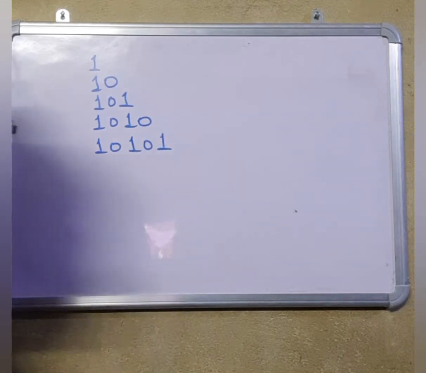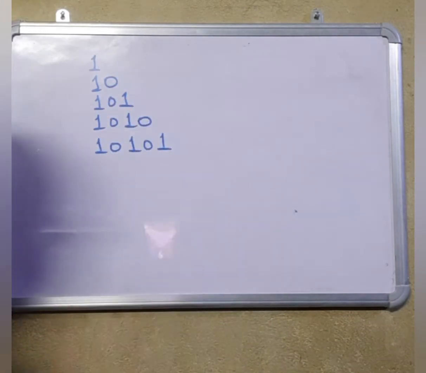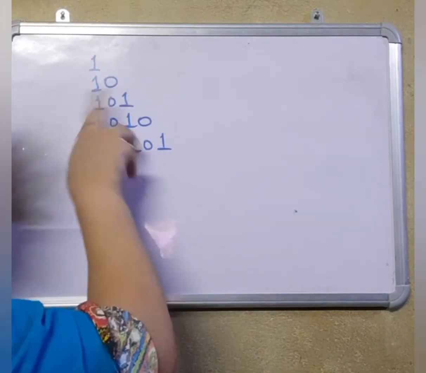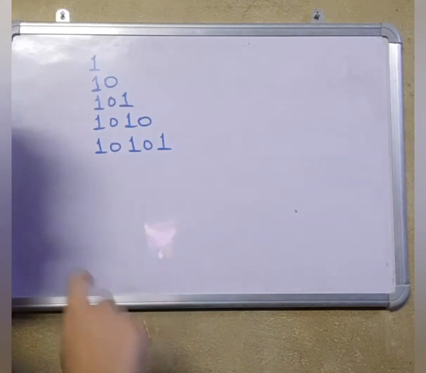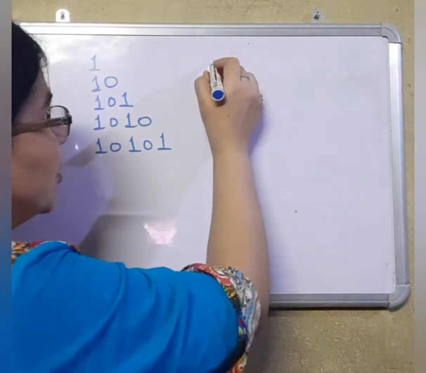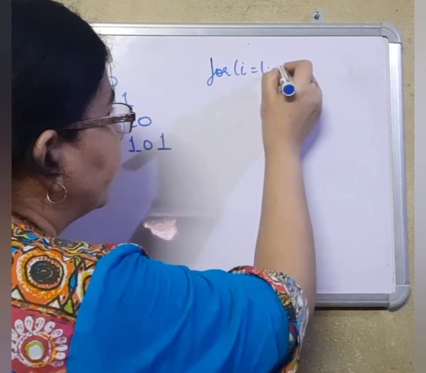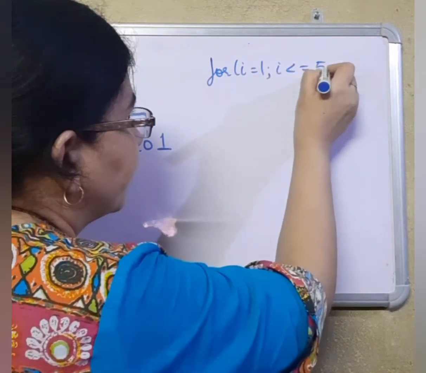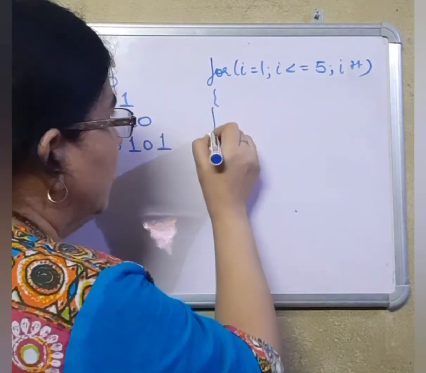Now look at this. This is having how many lines? 1, 2, 3, 4, 5. And in each and every line there is a fixed pattern. At odd places we are getting 1, and even places we are getting 0. So we will be running our for loop from 1 till 5. And J, it always depends on I.